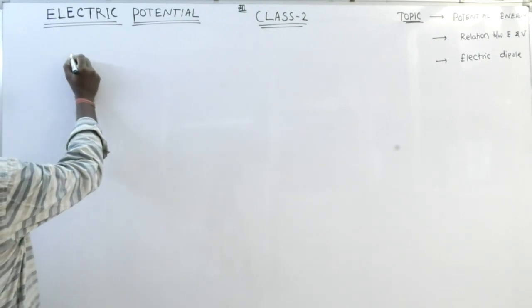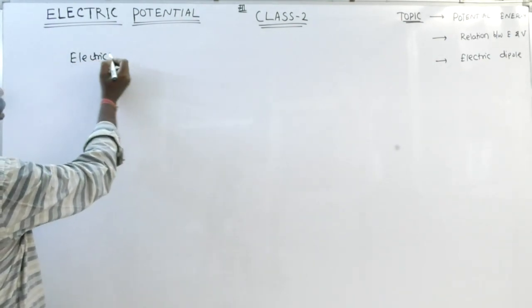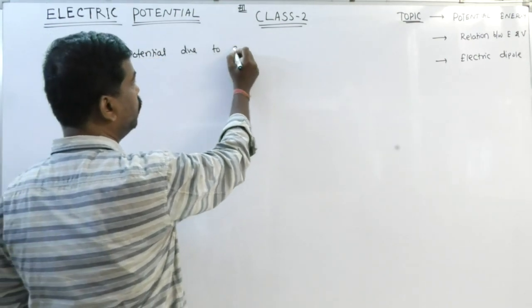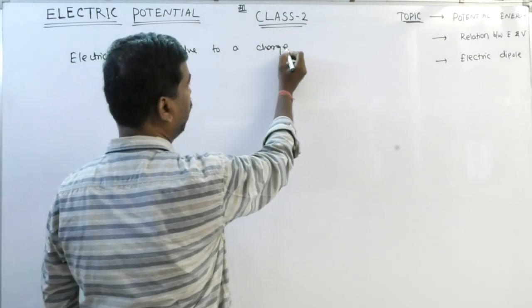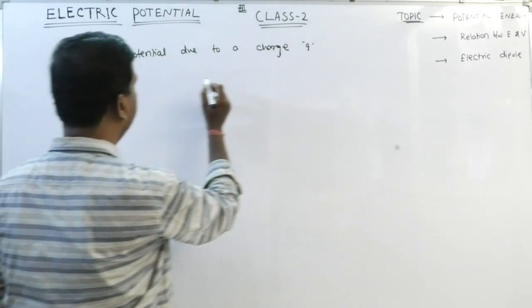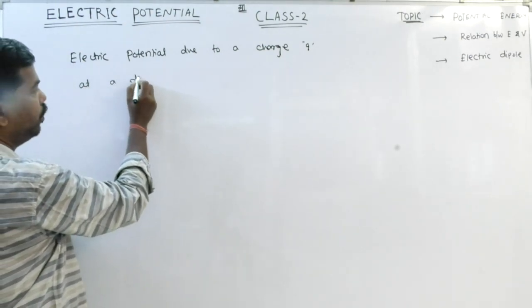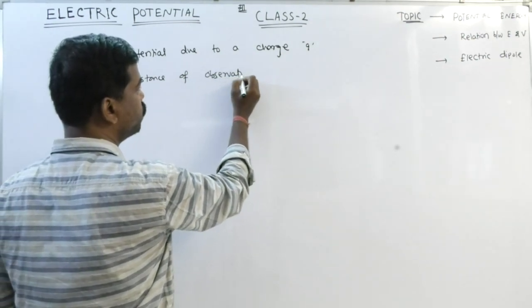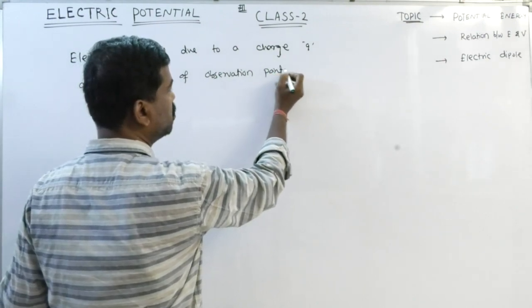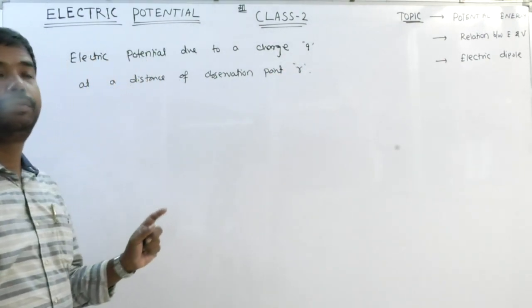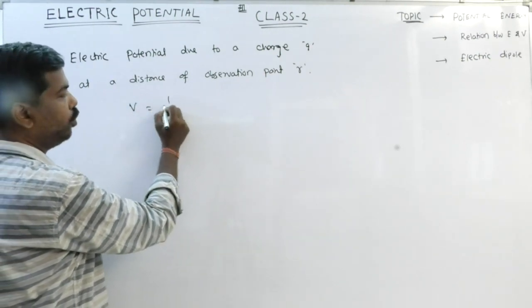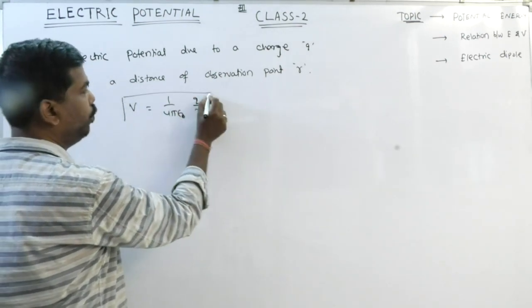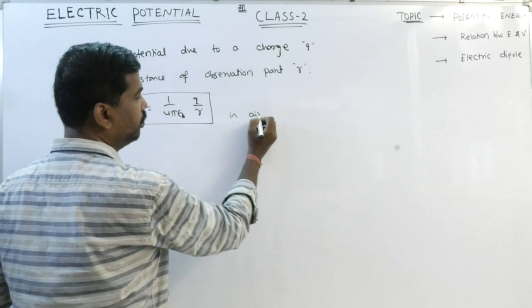That is, electric potential due to a charge Q at a distance R of the observation point is found to be V is equal to 1 by 4 pi epsilon 0 Q by R in air medium.